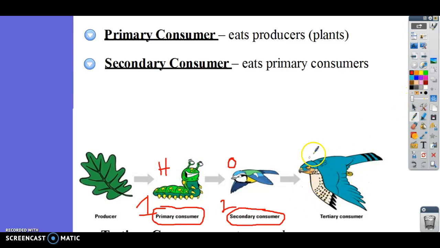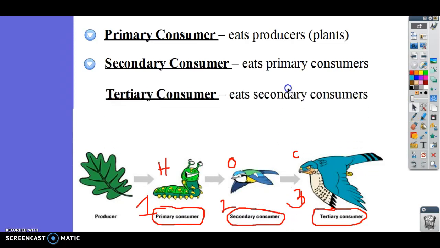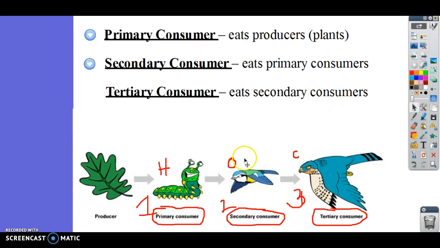Now we have this really big, mean-looking bird over here. He's what we call a tertiary consumer. Tertiary stands for third level consumer. If he's only eating the bird, let's pretend he only eats the bird, he would be a carnivore. So a tertiary consumer, or third level consumer, eats the secondary one. So we go producer, primary, secondary, and tertiary.